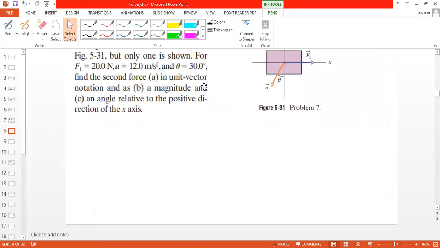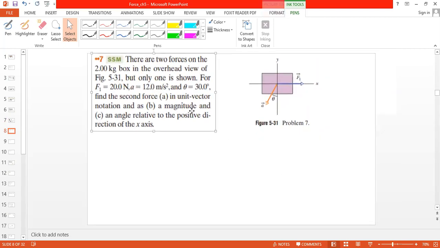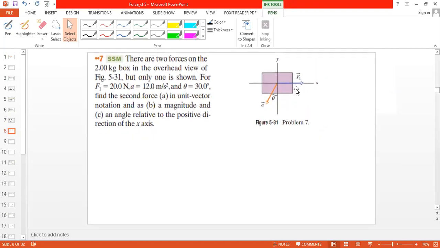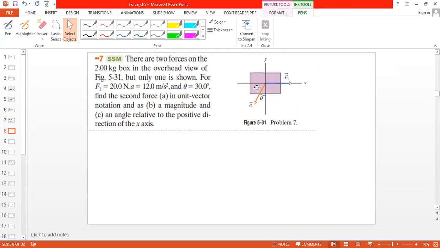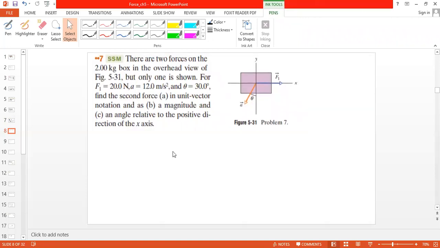Let's try another math problem. So here is the problem. It says that F1 is an object having mass 2 kg, and this is an overhead view of the object.